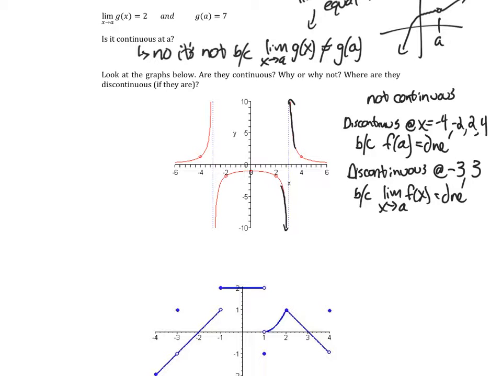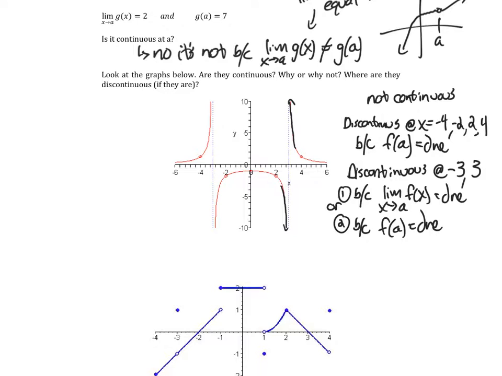Now you might say, Mr. Bodner, there's no value there. Could I have said f of a does not exist? That is true. You could say this, or because f of a does not exist. You don't have to say both, you just have to give me one. If you gave me reason 1 or reason 2, either would be acceptable.